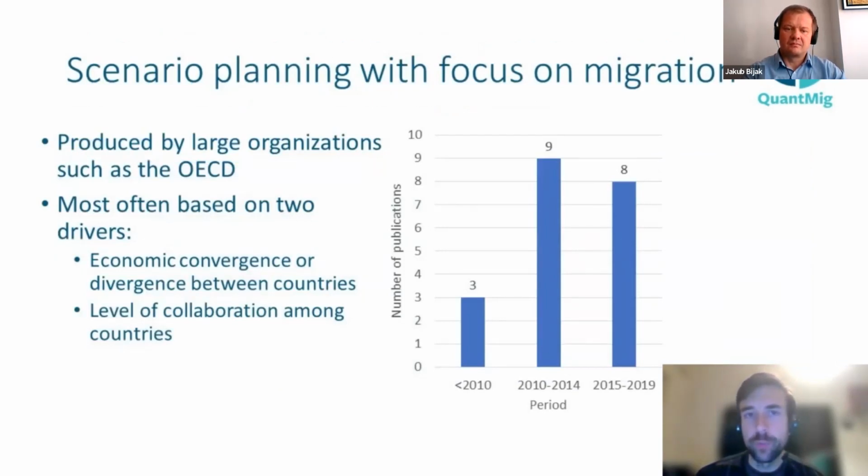While quantitative approaches to building migration scenarios have been around since at least the 60s, it's only in the later part of the 2000s that qualitative approaches, and more particularly scenario planning, started being applied to the problem of migration. The use of qualitative approaches has, however, become more widespread during the 2010s. Such qualitative migration scenarios were most of the time produced by large organizations such as the OECD, and most of the time concentrated on drivers' economic convergence and level of collaboration between countries.